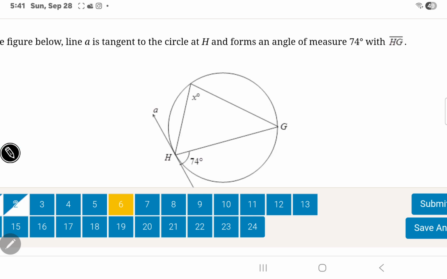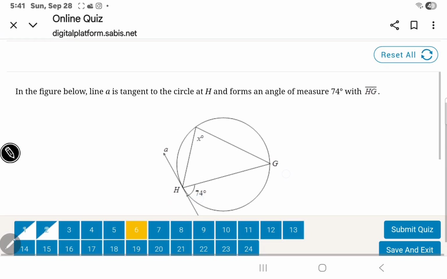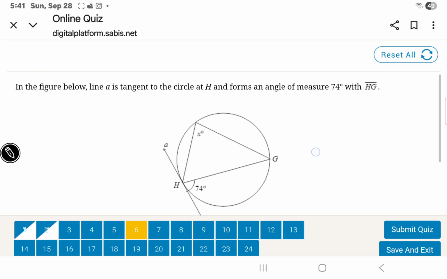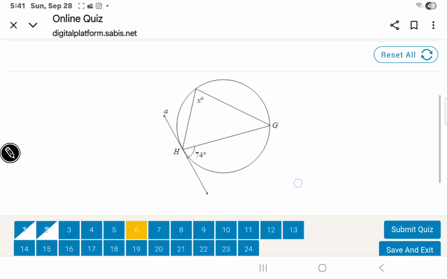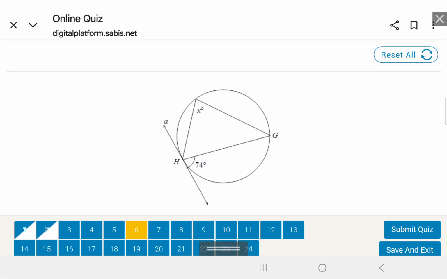Question number 6 now. In the figure below, A is the tangent to the circle. Also, we want to find the measure of angle X. This is directly 74 because the angle at circumference, the inscribed angle, is equal to the angle at tangent. These angles are the same because they share the same arc.